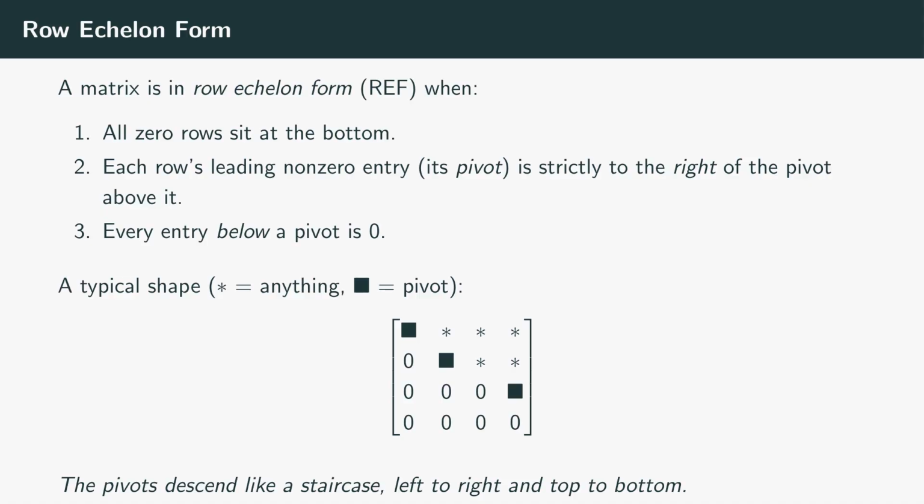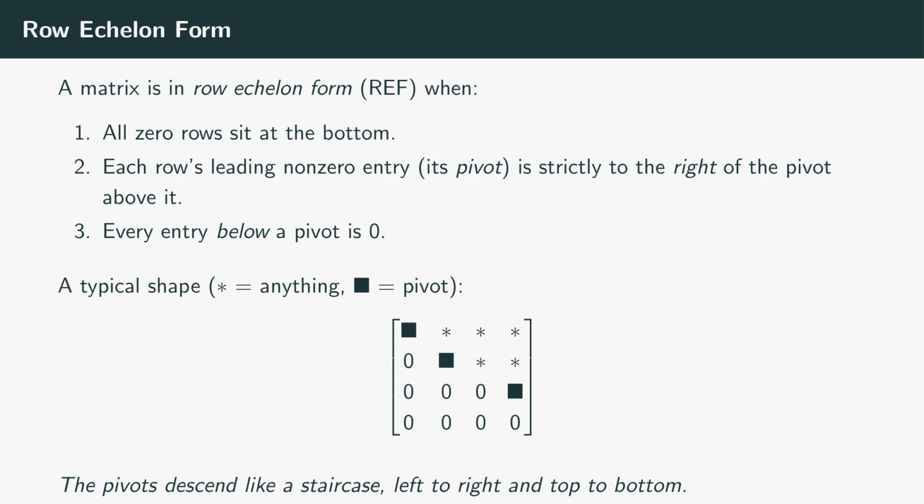The goal of the forward phase is a shape called row echelon form. A matrix is in row echelon form when three conditions hold. First, any rows that are entirely zero sit at the very bottom. Second, in each non-zero row, the leading non-zero entry, the first non-zero number you hit scanning left to right, which we call the pivot, lies strictly to the right of the pivot in the row above it. Third, every entry directly below a pivot is zero.